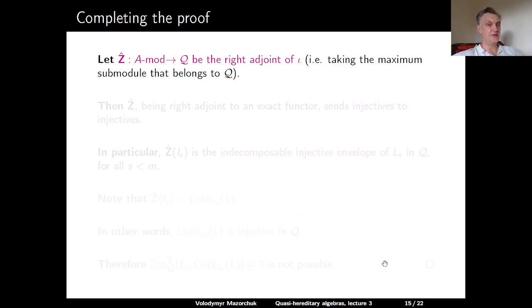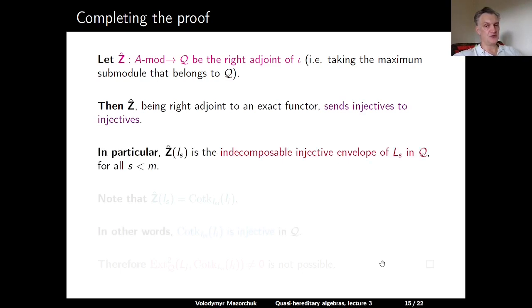So we have already used the left adjoint of this embedding. Now we are going to use the right adjoint, Z-hat. So that's the right adjoint. It's described as taking the maximal submodule which belongs to Q. So being a right adjoint to an exact functor, this sends injectives to injectives. In particular, if we apply it to an injective cogenerator of some L_s, where s is smaller than m, we will get the corresponding indecomposable injective envelope in Q. And from the description that it takes the maximal submodule that belongs to Q, it follows that the application of this functor to I_s gives you exactly the cotrace kernel of I_i in I_m. In other words, this cotrace kernel is injective in Q.